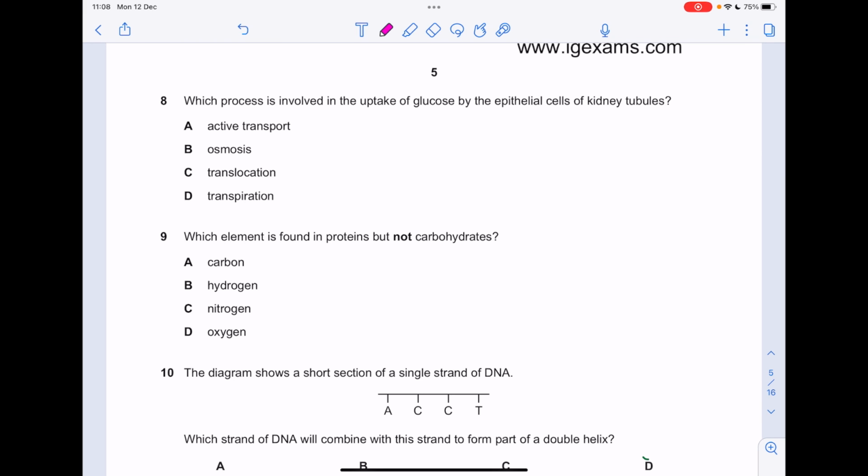Which process is involved in the uptake of glucose by the epithelial cells of the kidney tubules? Use the word uptake to help you here. It's moving from an area of low concentration to an area of high concentration, which means it's active transport, otherwise known as active uptake.